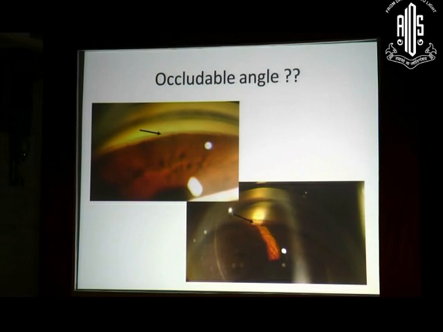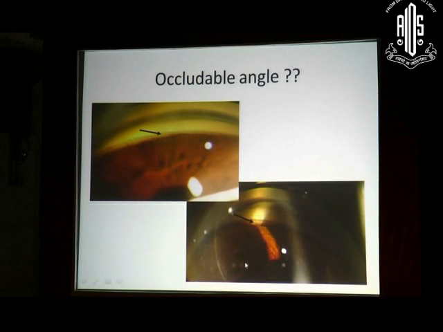To judge a patient as having an occludable angle, what you have to see is that the posterior trabecular meshwork is not visible over at least 180 or 270 degrees of the angle. It's something that is highly debatable, because if it's not visible in one quadrant, why would it be visible in the rest? But these are the definitions that have been given. And the other thing is that most angles which are less than 20 degrees are those that are most likely to close.